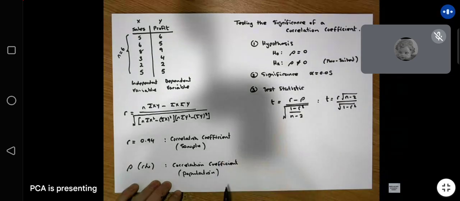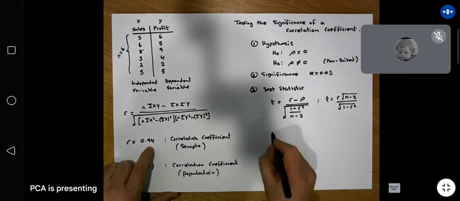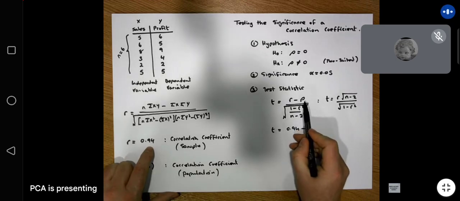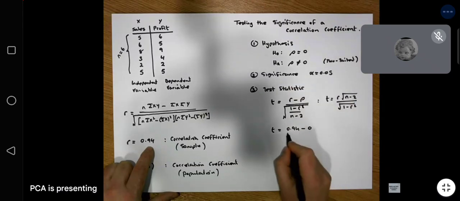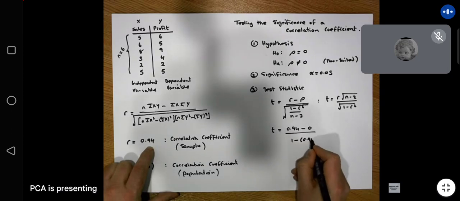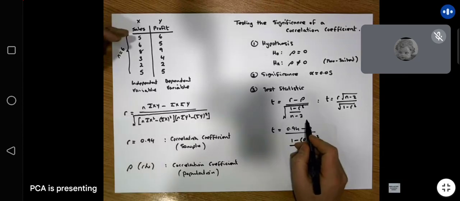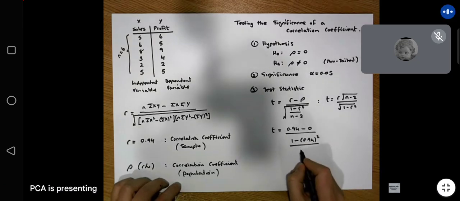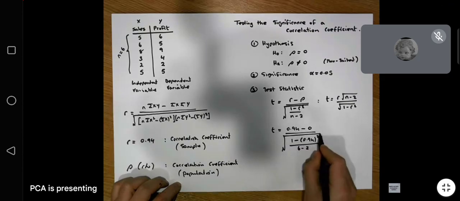So we need to calculate our test statistic. We know what R is. R is 0.94. So our test statistic T is equal to 0.94 minus the value of the population correlation coefficient under the null hypothesis, so it's minus 0, divided by the square root of 1 minus R squared, so 1 minus 0.94 squared, divided by n minus 2. N is the number of paired observations that we have. N is equal to 6, so n minus 2 is 6 minus 2.